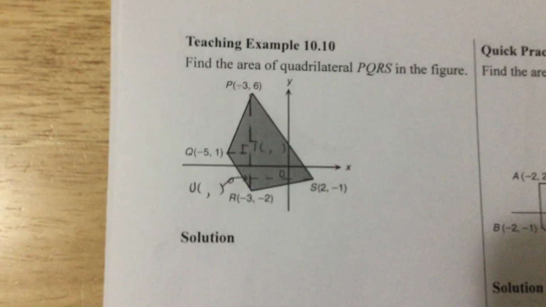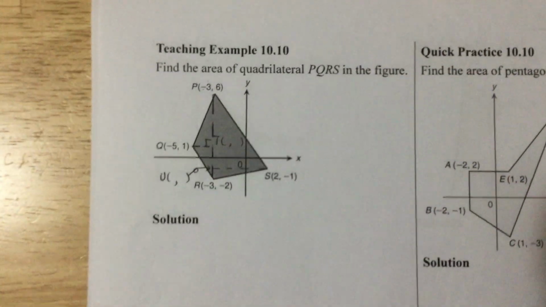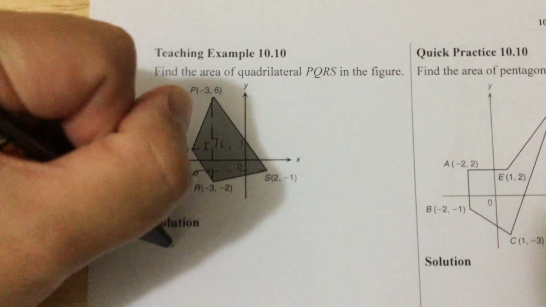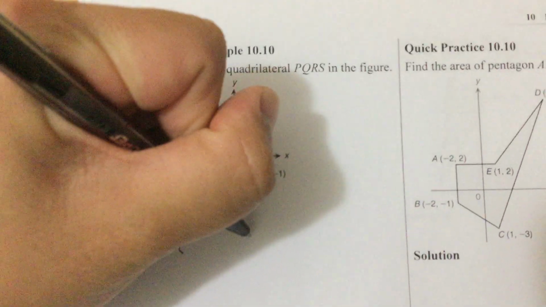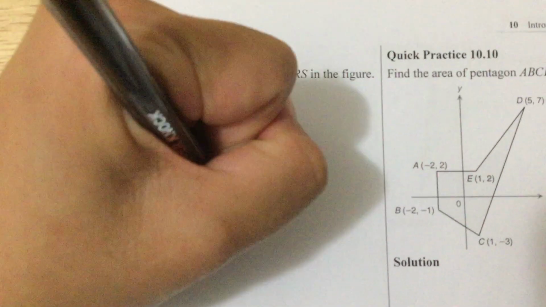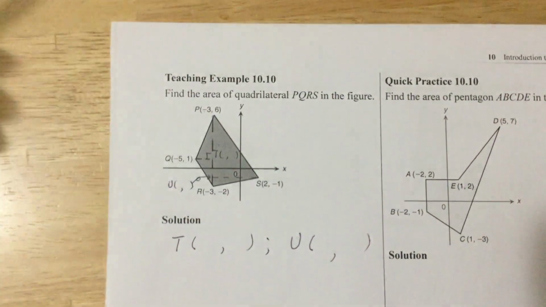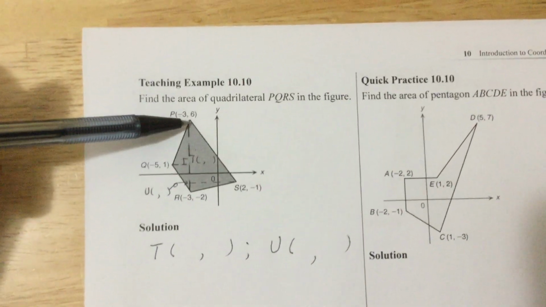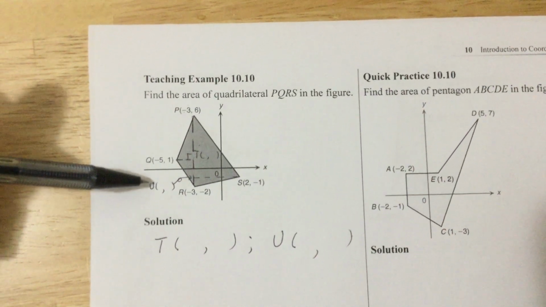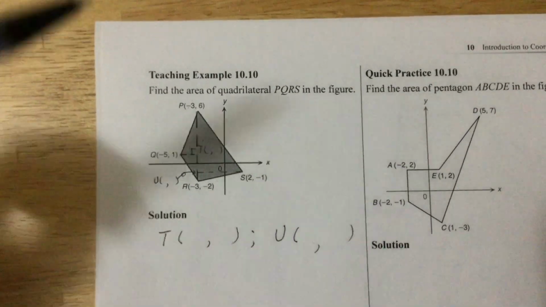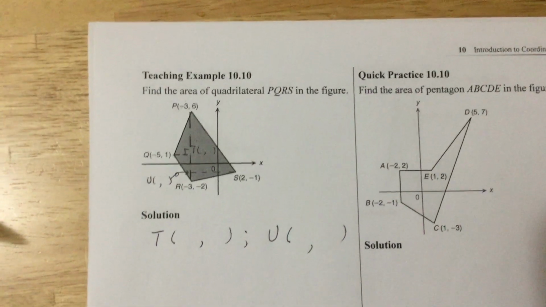Okay, now we look at the figure once again. This time I will choose T and U, so maybe better I write T here and U here, so that it is easy for you to read. I give you 15 seconds to find out T and U, the coordinates of both of them. So make sure that you know how to do these calculations.